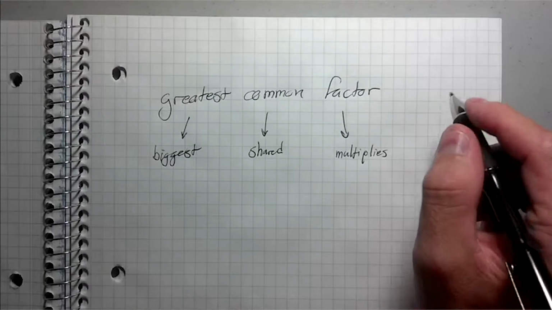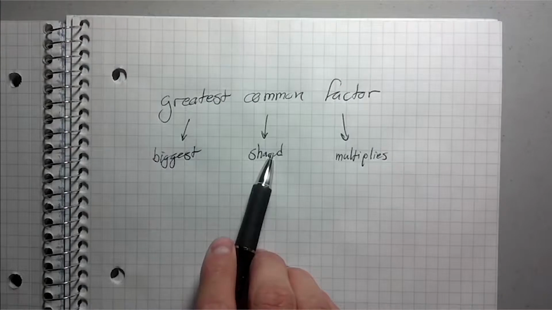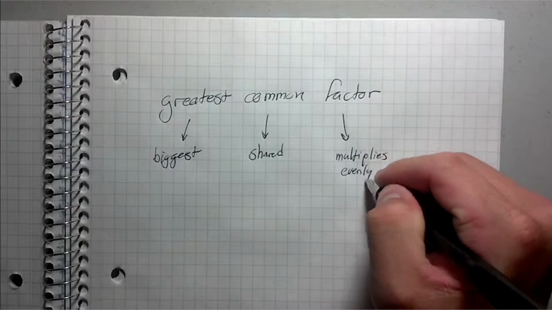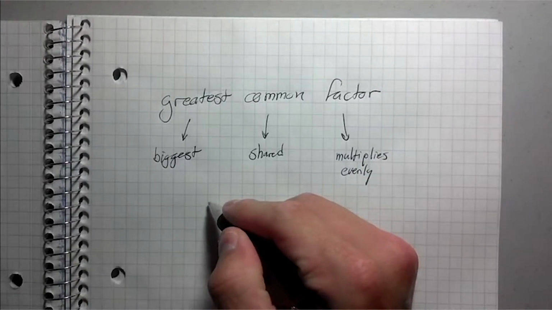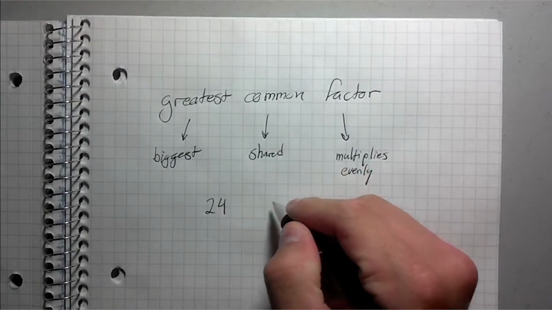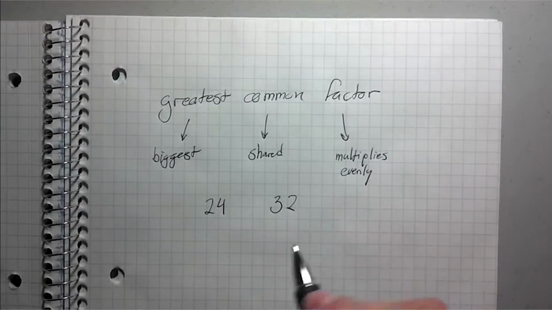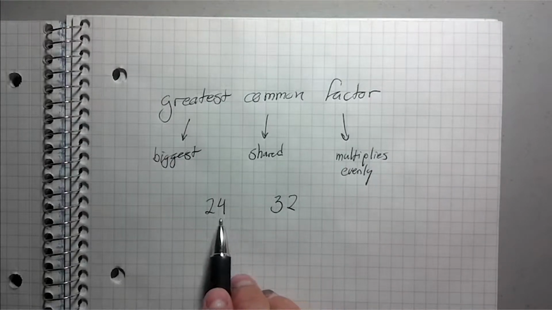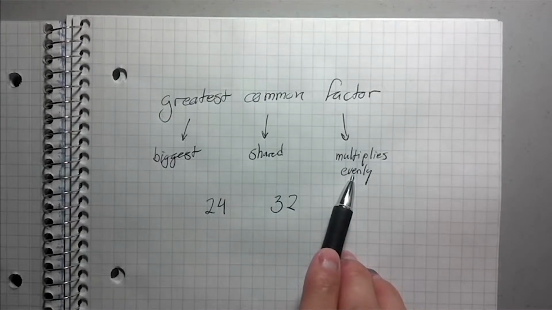So, really, instead of the greatest common factor, you could think of it as the biggest shared thing that multiplies evenly. Maybe I should add that, evenly. So let me give you an example here. Let's say that I had two numbers. How about 24 and 32? If I'm looking for the greatest common factor, or the GCF, of 24 and 32, I'm looking for the biggest shared thing that multiplies into each of them evenly.